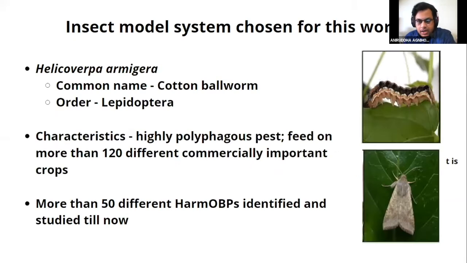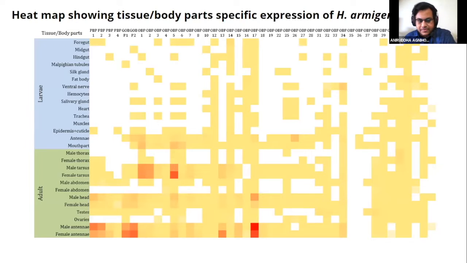Before going towards the actual experimental data, I'll briefly tell you about the host system and the model system that was chosen here. The odorant binding proteins that we were studying were of Helicoverpa armigera. It's a lepidopteran pest, highly polyphagous, and there are more than 50 different OBPs that have already been identified and studied till now. This data was previously done in my lab, where around 46 odorant binding proteins were found, and they found different expression of them in either tissue or life stages.